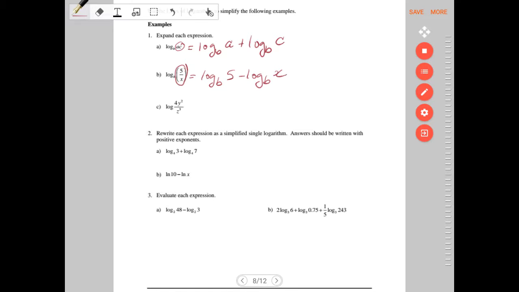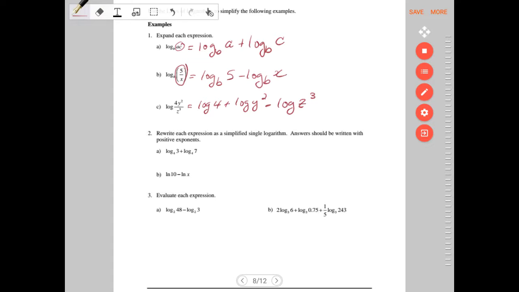Okay, good. Part C, I have 4 times y squared divided by z cubed. We can use a few log laws here. That becomes log of 4, and our base, of course, is 10, so I don't have to write it. Log of y squared, because 4 times y squared becomes plus. And when we divide, that becomes subtract, so minus log of z cubed.